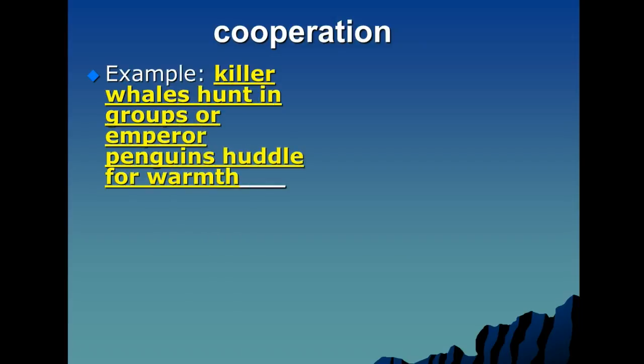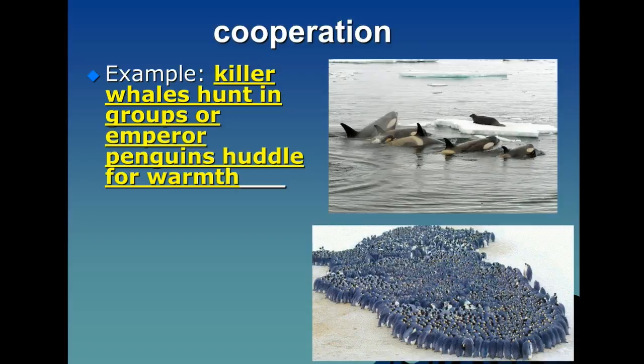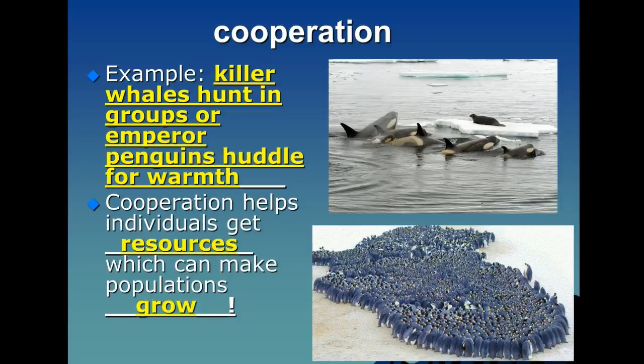The opposite of competition is cooperation, when organisms work together. Some examples are killer whales. Killer whales hunt in groups. Emperor penguins huddle in huge groups for warmth. Cooperation helps individuals get resources, which can make populations grow.